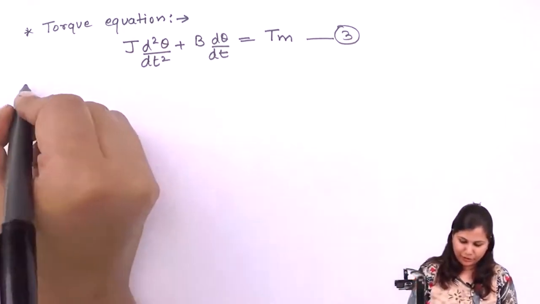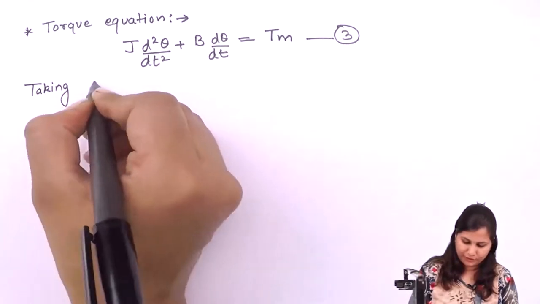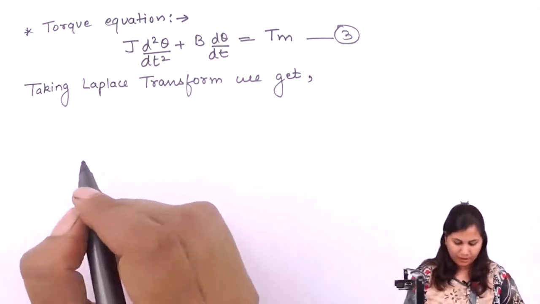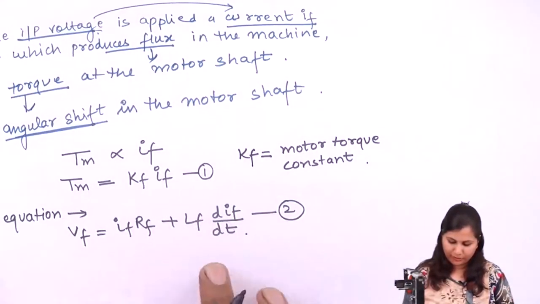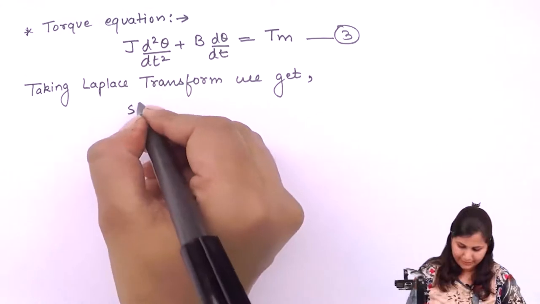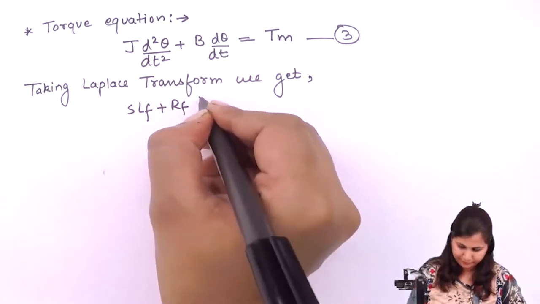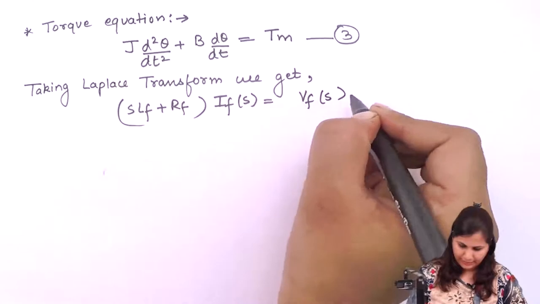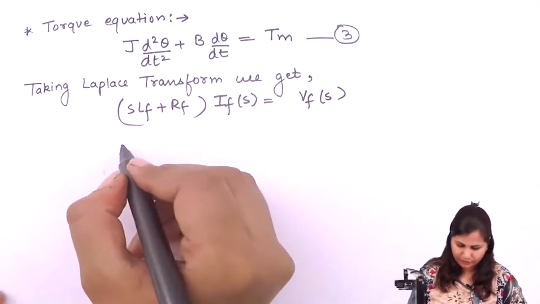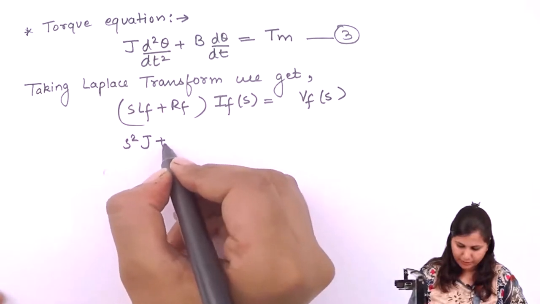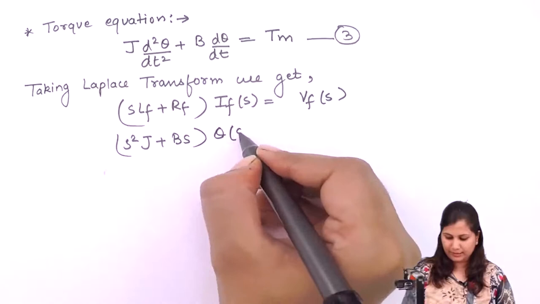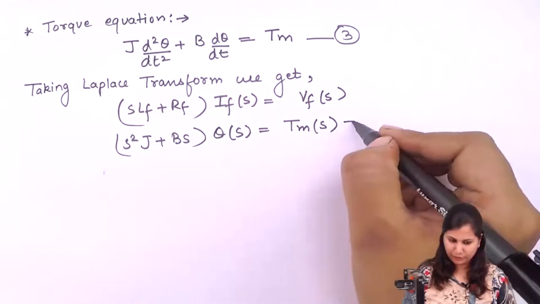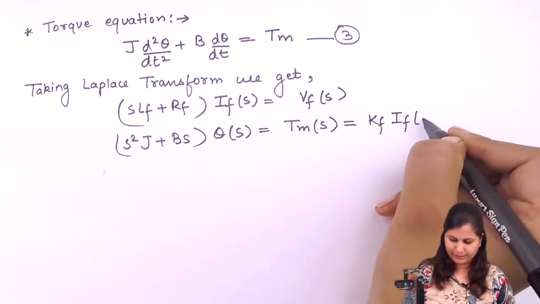Now if we take the Laplace transform of these equations: from the second equation, we will get (S LF plus RF) IF(S) equals VF(S). If we take the Laplace transform of the torque equation, we will get (S squared J plus BS) theta(S) equals Tm(S). And from the first equation, we have Tm(S) equals Kf IF(S).